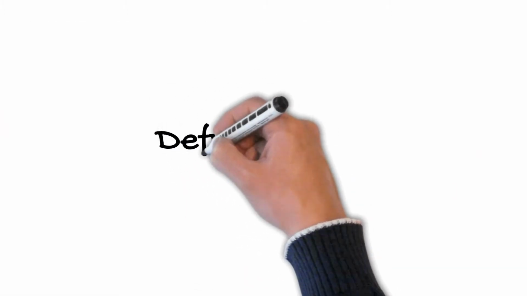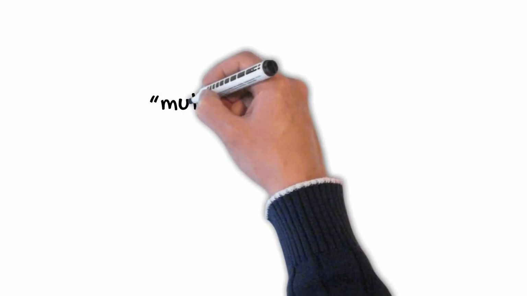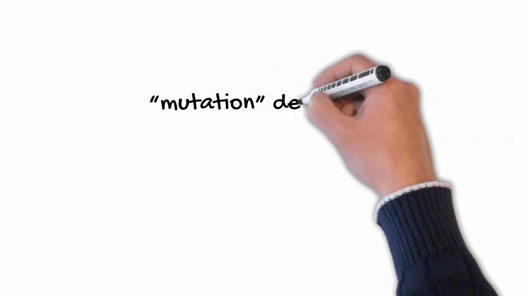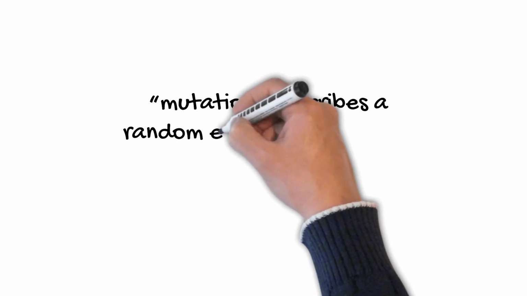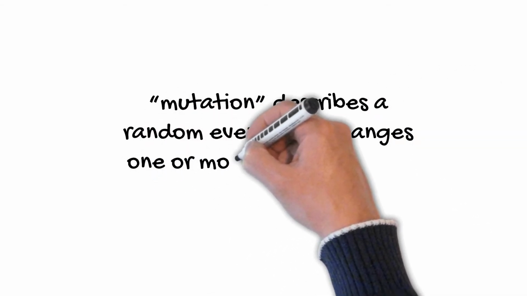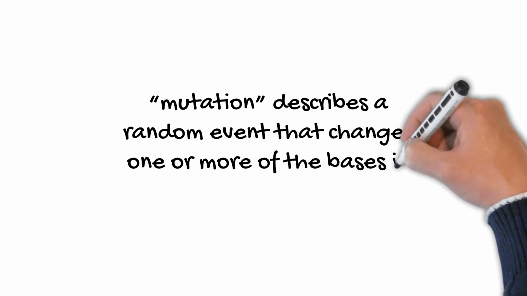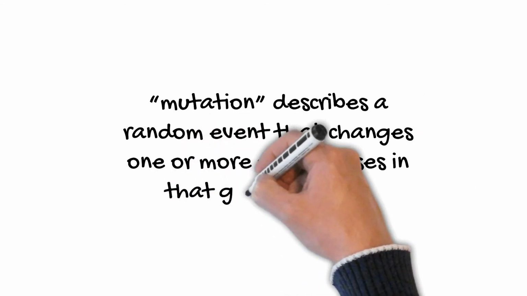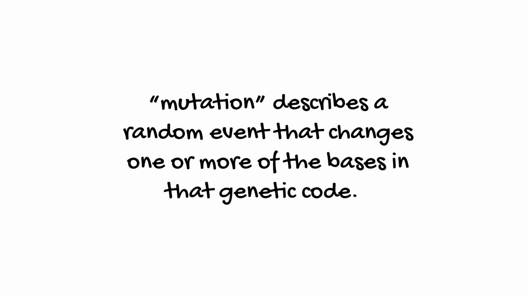Now, that brings us to our glossary terms from the beginning of this video. The word mutation describes a random event that changes one or more of those bases in that genetic code. Now, mutation results from constant replication. Just like anything, if you do something enough times, eventually mistakes are going to happen. Now, sometimes those mistakes or mutations don't actually have any impact at all. Nevertheless, for SARS-CoV-2, we're still tracking those mutations because we don't know whether they will have an impact or not.